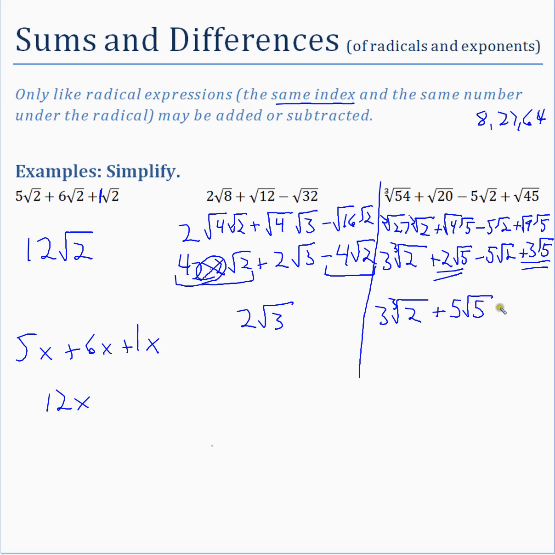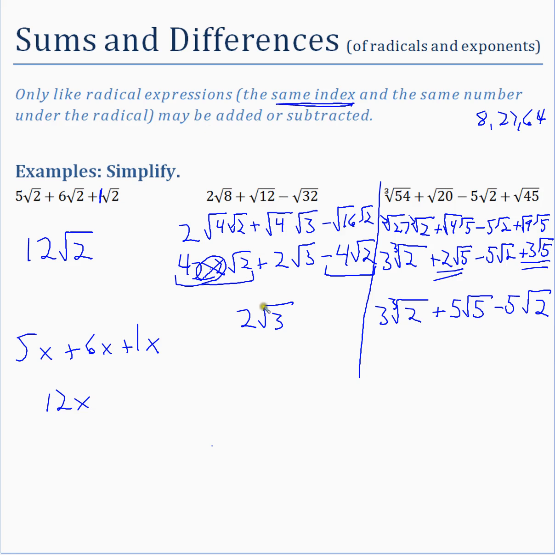And then minus 5 root 2. And that would be the simplified version of that. So that's adding radicals. To add radicals, you need the same index in your radical and the same number under the radical.